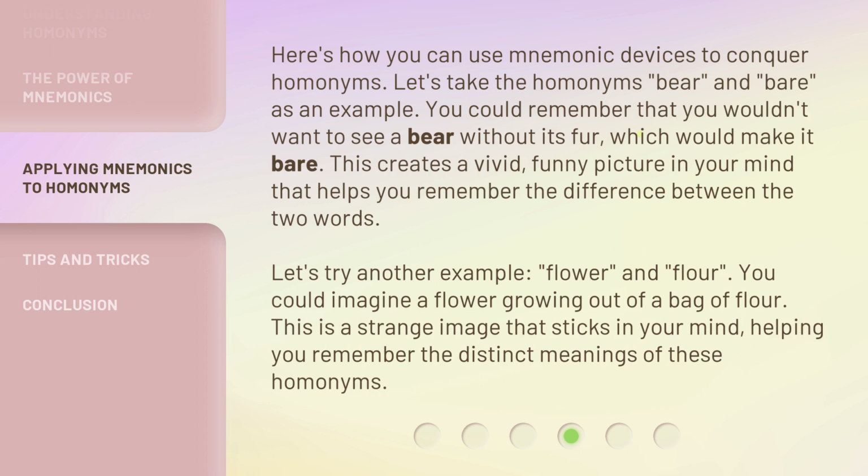Let's try another example, flower and flour. You could imagine a flower growing out of a bag of flour. This is a strange image that sticks in your mind, helping you remember the distinct meanings of these homonyms.